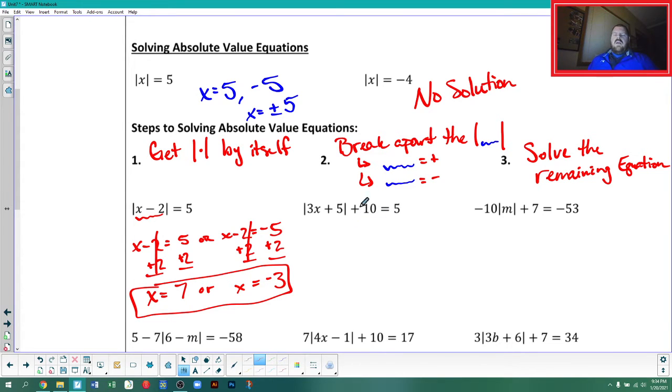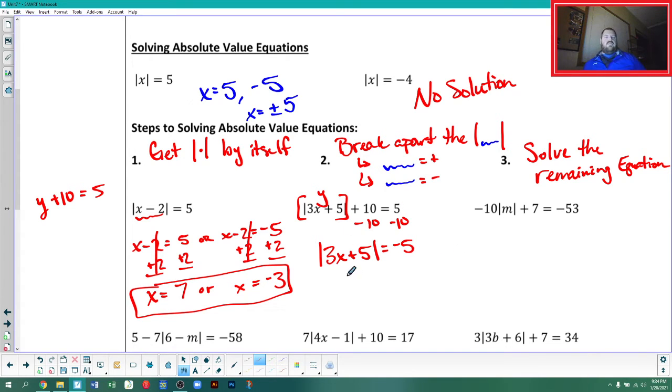All right. I want to get the absolute value by itself. It's not by itself right now. Again, I mentioned treat this whole thing as a variable. Maybe treat it as y. And so this equation really just says y plus 10 equals 5. What do I have to do to get y by itself? Even though there's no y in this equation, I just put it there. Subtract 10 from both sides, and I get the absolute value of 3x plus 5 equals 5 minus 10, which is negative 5.